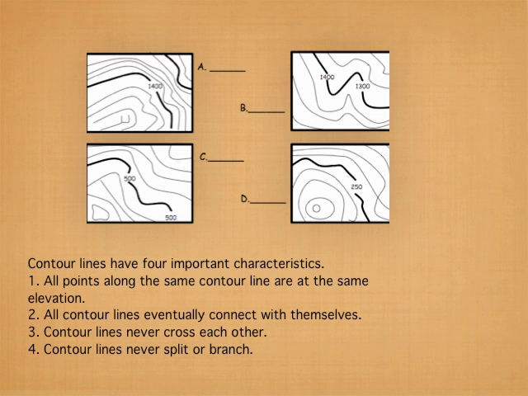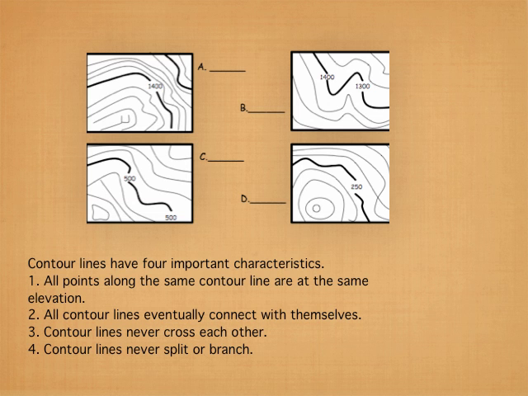Letter B says it matches up with number 1, that all points along the same contour line are at the same elevation. And the lines in letter B are correct, they're one single line. But if you look at the index line, the one that has the actual numbers on it, it has 1,400 and then 1,300, and that's just impossible.